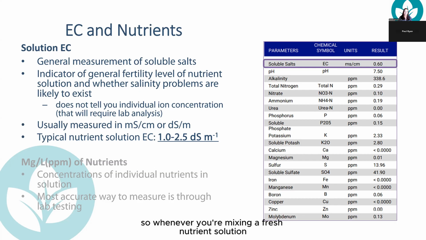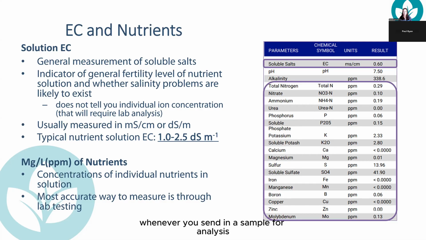So whenever you're mixing a fresh nutrient solution, you can get a good idea of the specific nutrient levels based on what you have read on the fertilizer label. But over time, especially in recirculating systems, two different solutions can have the same EC but have very different nutrient concentrations. Which is why it's also important, whenever you send in a sample for analysis, that you're mindful of the nutrient breakdown as well. You could have one solution very high in nitrogen and another solution with almost no nitrogen, but say a lot of calcium, and they show up as the same EC. So you really need to be mindful of what's actually being supplied to the plants over time.